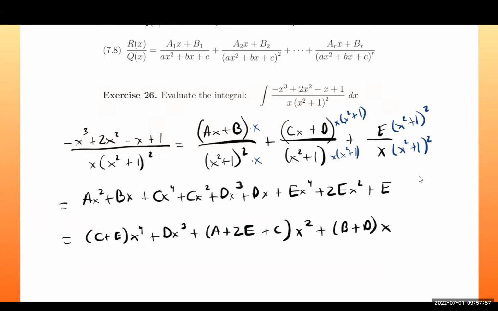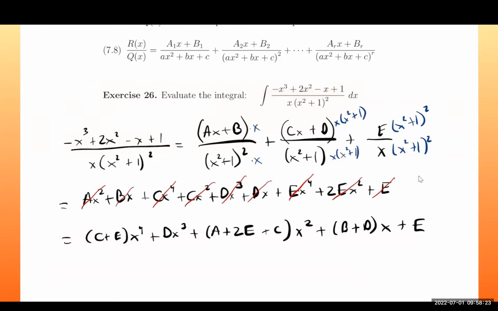Plus b plus d x plus e. So I should have gotten them all. Let's see. The 4th powers are that and that. I got those two. Cubic, it's just one term. The square, there should be 3. That one, and that one, 3 terms. And then the linear terms, there's 2. And then the constant is just 1.